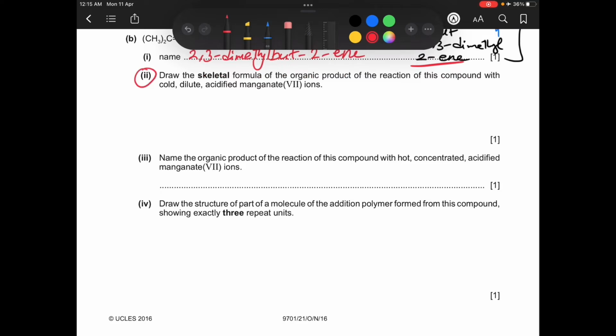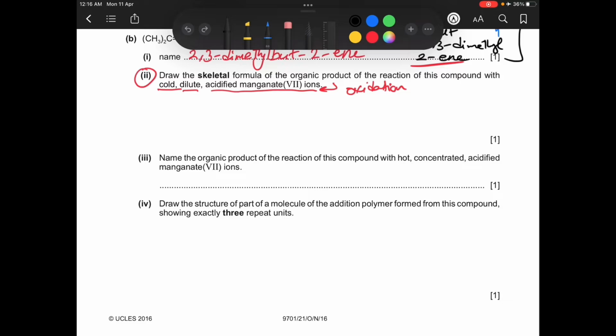It says to draw the skeletal formula of the organic product of the reaction of this compound with cold dilute acidified KMnO4. So first of all, you have to remember something. Once we use this reagent, we're talking about the oxidation process, and this oxidation does not fragment the compound. I mean, the Mr of this compound won't get smaller as a result of the oxidation. So this is not the idea in here.